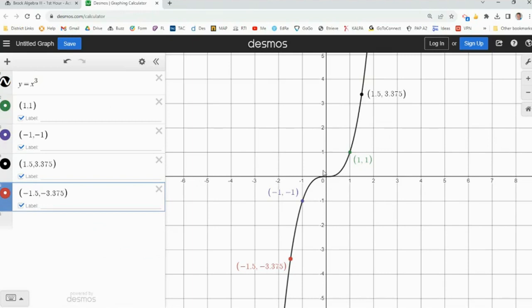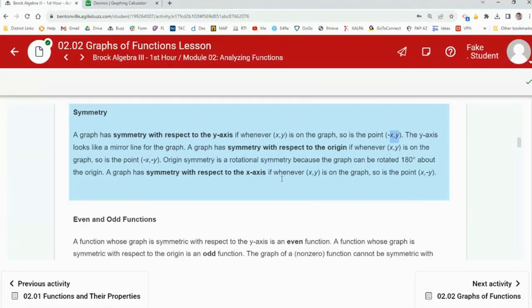So that is like the origin is like a mirror. It goes up, goes down, around the point (0, 0). (0, 0) is the symmetric point, the point of symmetry.